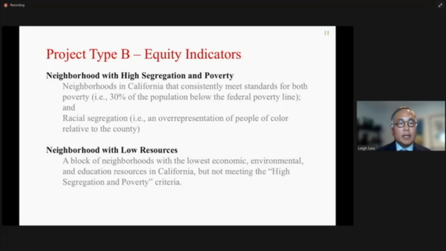The second piece of data in the index would be neighborhoods with low resources. So these would be a block of neighborhoods with the lowest economic, environmental, and educational resources in California, but not meeting the previous definition of high segregation and poverty criteria. Next slide, please.